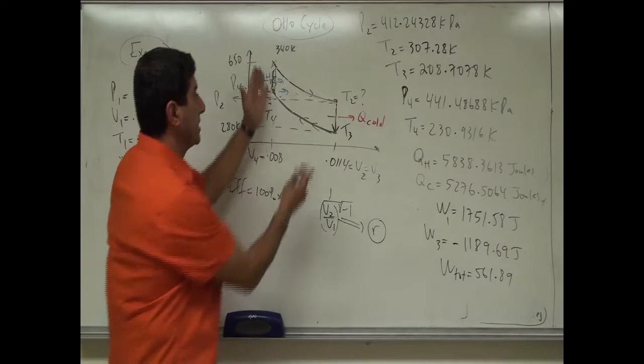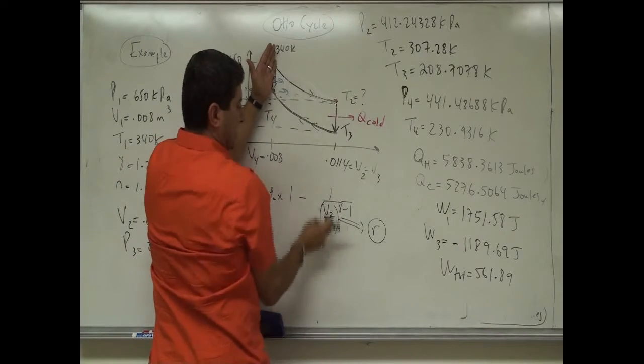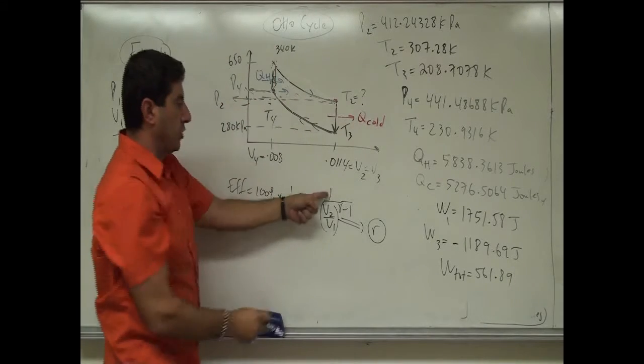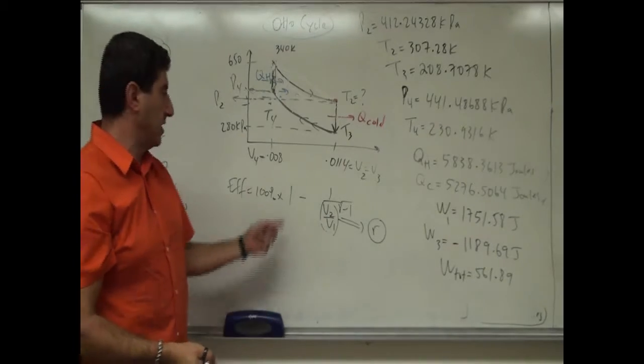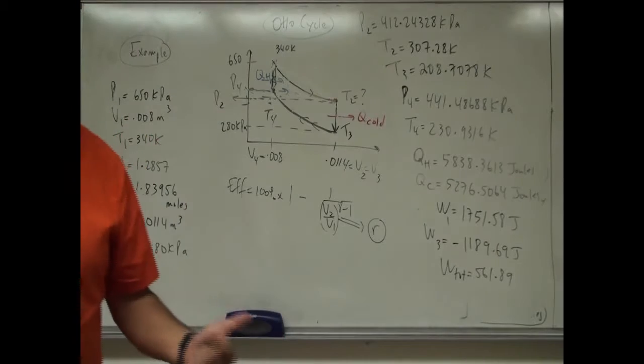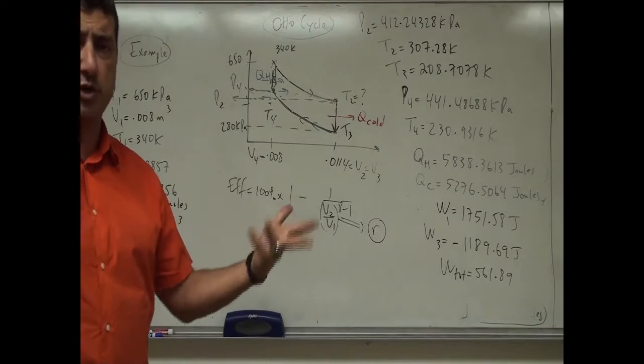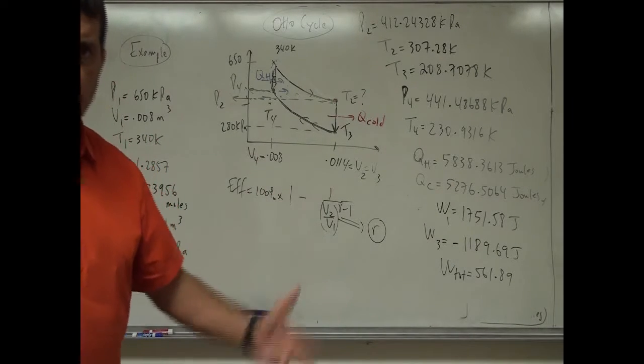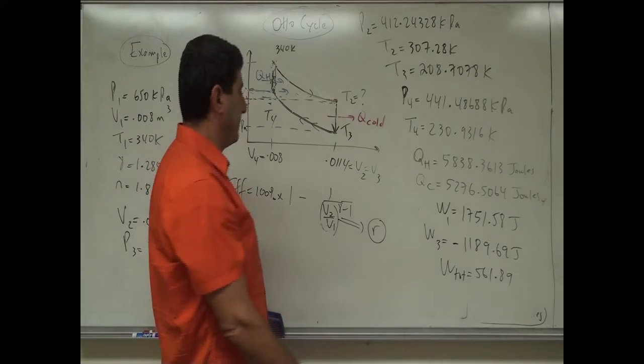If V2 is the same as V1, then the compression ratio would be equal to 1. Well, 1 over 1 is just 1, and 1 minus 1 would be 0. So you don't want a compression ratio of 1. You want engines that have compression ratios of 4, 5, 6, 7. The bigger it is, the more efficient it is.